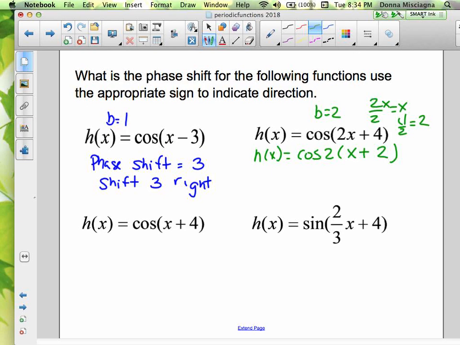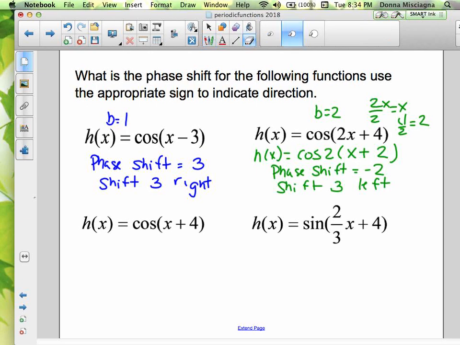All right, and so now my phase shift, I see a plus, so that's going to be negative 2, or you can say shift 2 to the left. I'm looking at number 1, shift 2 to the left. All right, so here we already have B already factored out.